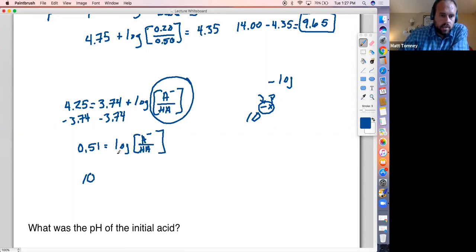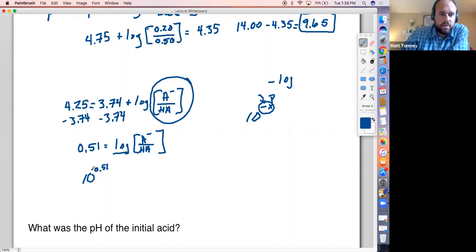Here, this is just the log of the ratio, right? We're not taking the log of a pH, we're not taking the log of a pKa or anything of that nature. It's just the log of some concentrations. So that means to get out of regular log, not a negative log, I have to take 10 to the 0.51, right?